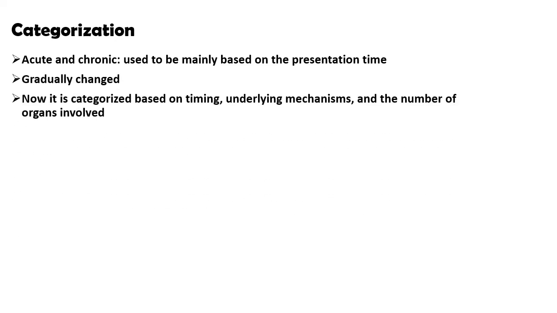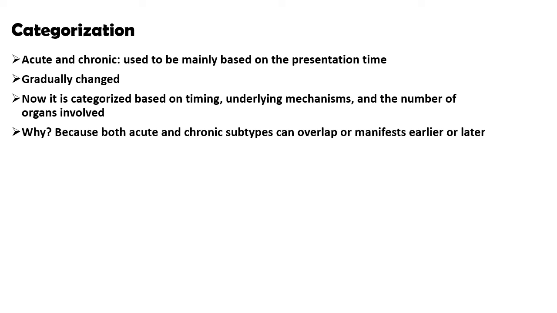Graft versus host disease is subdivided into two major categories, acute and chronic. This categorization used to be mainly based on presentation time. The definition gradually changed, and now it's categorized based on timing, underlying mechanism, and the number of organs involved. Why? Because both acute and chronic subtypes can overlap and manifest earlier or later. Hence, the role of timing has become less significant.